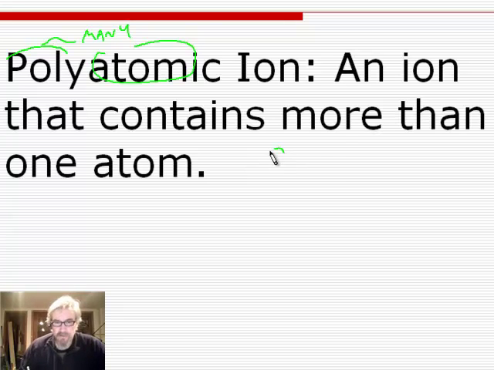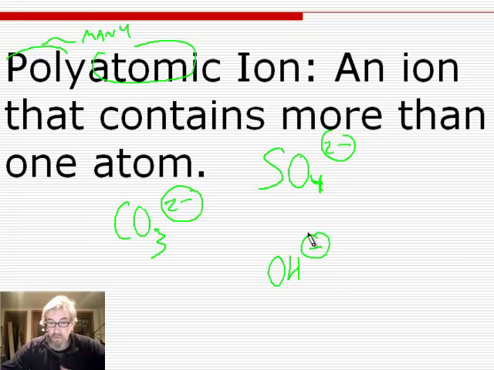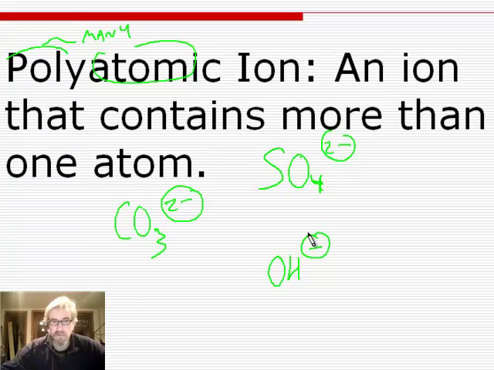Here are some examples. SO4 2- is sulfate. It has 1 sulfur and 4 oxygens. And when it's all put together, there are 2 extra electrons. That's a polyatomic anion. Here's another one. CO3 2- is carbonate. 1 carbon, 3 oxygens. And when it's all put together, it has a 2- charge, or 2 extra electrons. Here's another one. Hydroxide. OH 1-. 1 oxygen, 1 hydrogen, so it's polyatomic. But when it's all put together, there's 1 more electron than there are protons in the whole cluster.